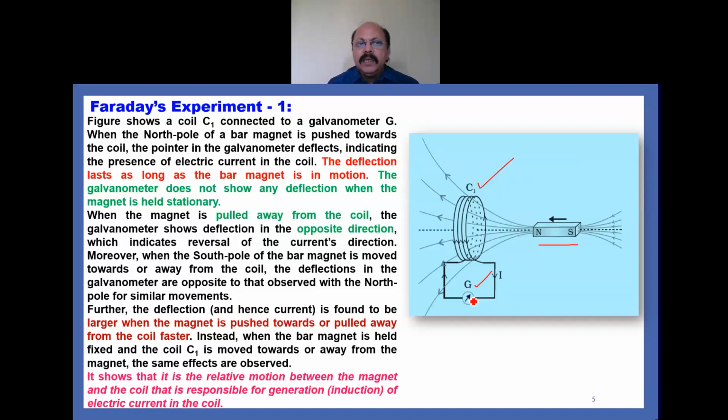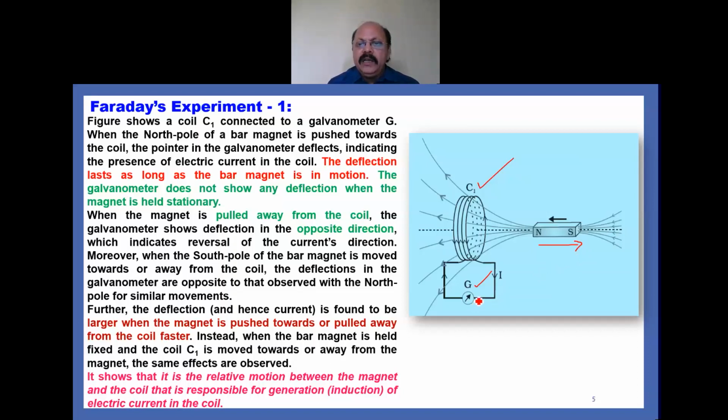It means if the bar magnet and the coil both are stationary, then the galvanometer does not show any deflection. Now, when the magnet with its north pole is moved away from the coil, then the galvanometer shows deflection in the opposite direction.